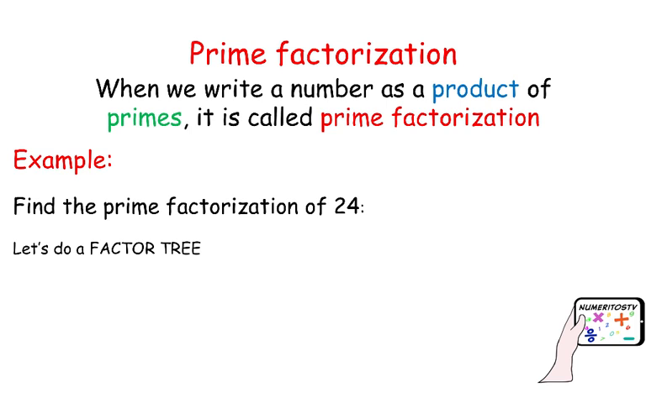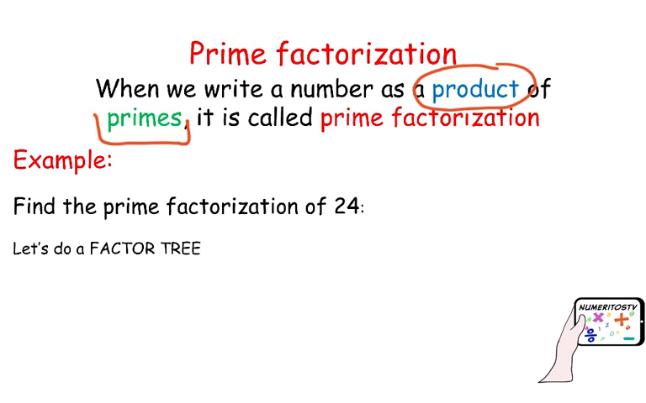So now that we know what a prime number is, let's prime factor a number. When we write a number as a product of primes, it is called prime factorization. So let's do some examples to understand how we can factor a number using only prime numbers. Let's find the prime factorization of 24.